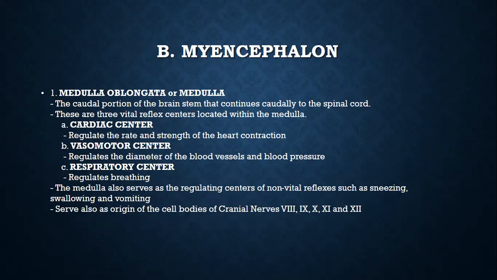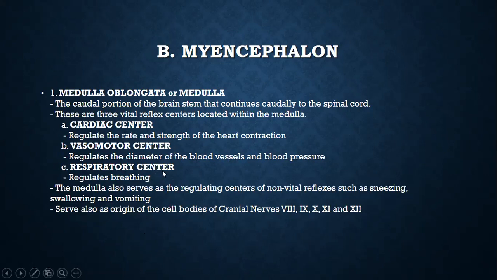Now we are in the medulla, or the medulla oblongata. The caudal portion of the brainstem that connects caudally to the spinal cord, and it has 3 vital reflex centers. The cardiac center regulates the rate and strength of the heart contraction. The vasomotor center regulates the diameter of the blood vessels and blood pressure. So it can regulate if the blood vessel has to constrict, or decrease its diameter, or increase its diameter, or dilate. This is where it will happen.